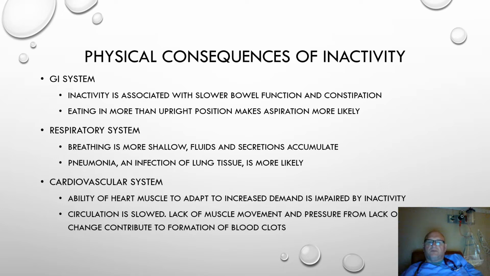The GI system: inactivity is associated with slower bowel function and constipation. Eating in a more than upright position makes aspiration more likely, because if they're not in an upright position, food or fluid is more likely to go down the wrong pipe, into the trachea, which would cause the aspiration. The respiratory system: breathing is more shallow, fluids and secretions accumulate. Pneumonia is an infection of the lung tissue, and it is more likely.